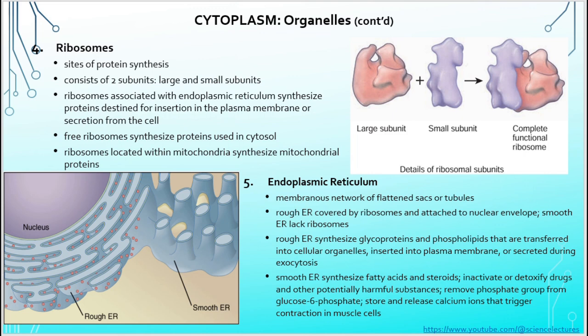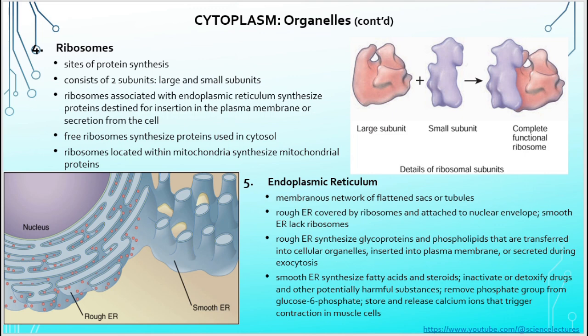Some ribosomes are attached to the outer surface of the nuclear membrane and an extensively folded membrane called the endoplasmic reticulum. These ribosomes synthesize proteins destined for specific organelles, for insertion into the plasma membrane, or for export from the cells. Other ribosomes are free, or not attached to other cytoplasmic structures. Free ribosomes synthesize proteins used in the cytosol. Ribosomes are also located within mitochondria, where they synthesize mitochondrial proteins.